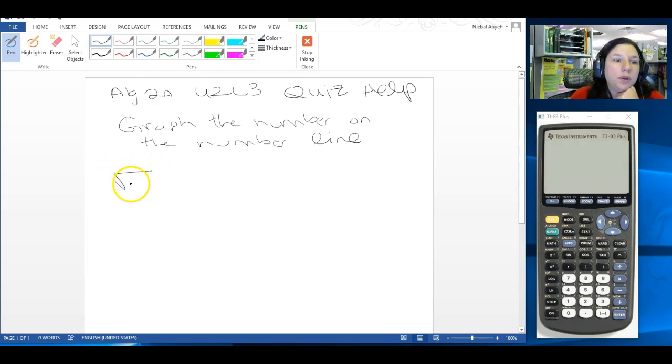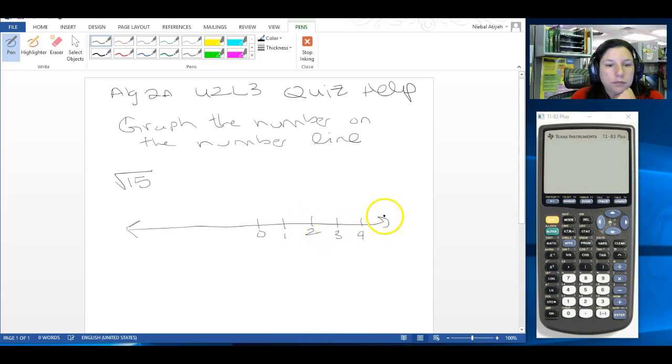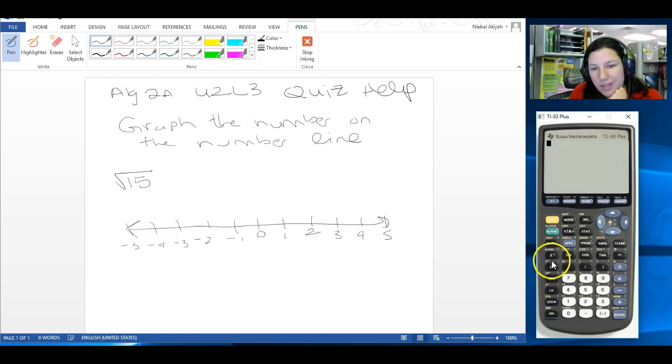So let's say I had the square root of 15, and it wants me to put it on a number line. Okay, there's a couple ways you can do this one. Square root of 15 is an actual number, right? You can do the square root on your graphing calculator. You might be able to see the square root. It's in yellow above the x squared button. So to get to it, you press this yellow button first, then the x squared button. See, it gives me the square root.